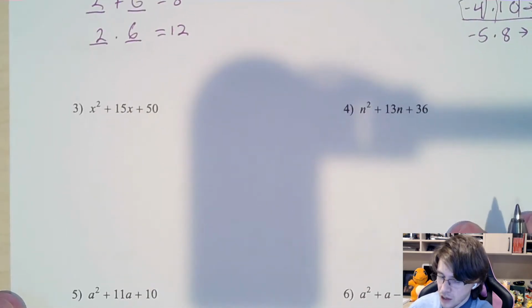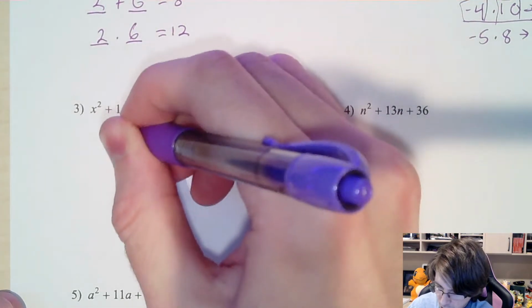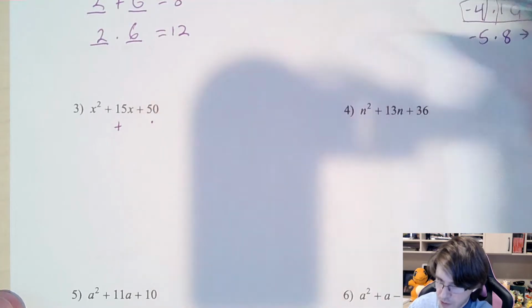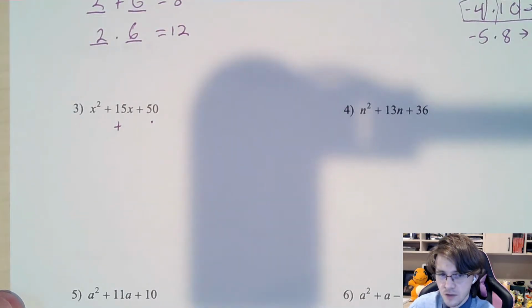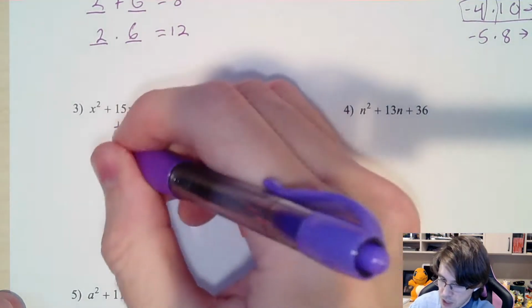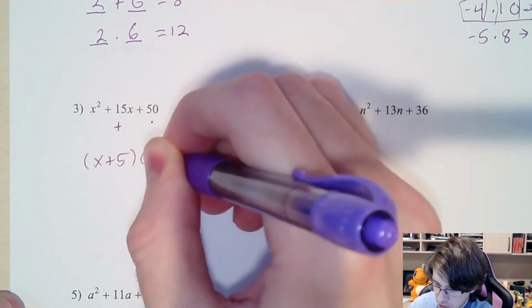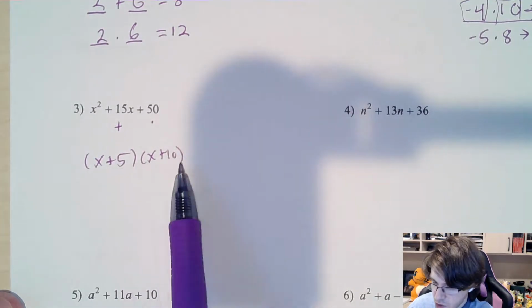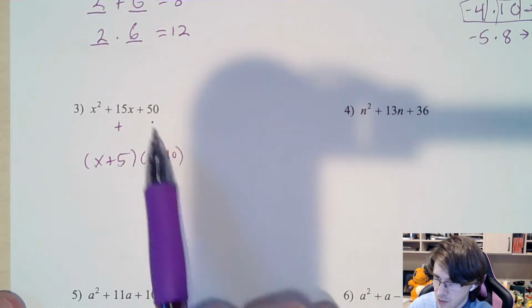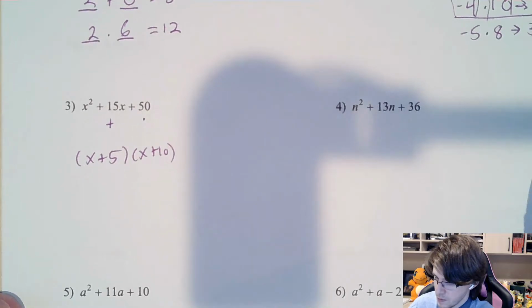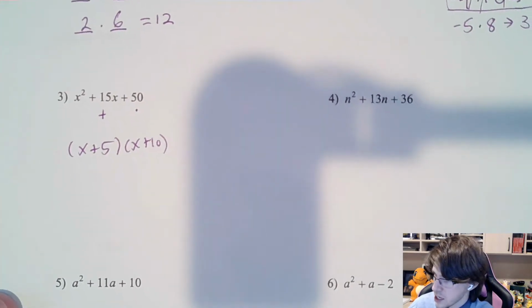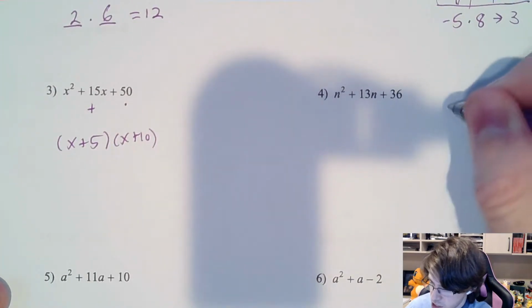Problem number 3, the same idea. We're going to try to add up to this 15 and multiply to 50. This one might be easy enough for you to just do on your own, because 5 times 10 will end up working out. So you get x plus 5 times x plus 10. These two numbers add to 15, but they multiply to 50. Boom.